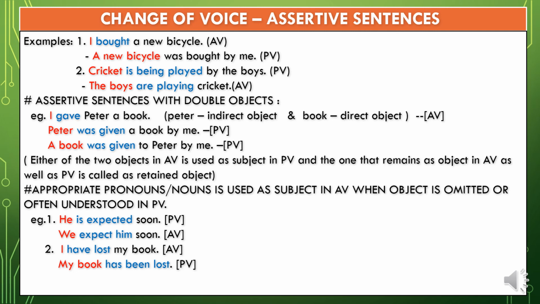Because it is assumed that someone is expecting the person. So you can use any pronoun or noun there. We can use we expect him soon, or they expect him soon, or I expect him soon, or you can use a proper noun there. So there are some sentences where in passive voice the object is assumed or understood, and in such cases you don't have to mention the object.